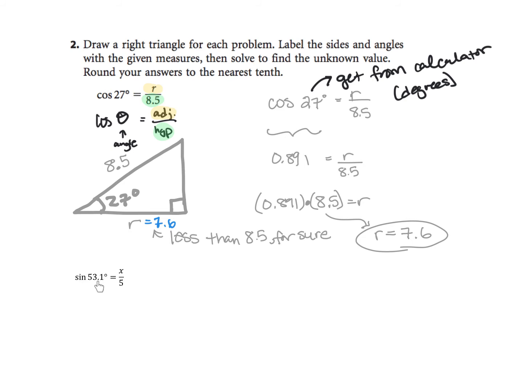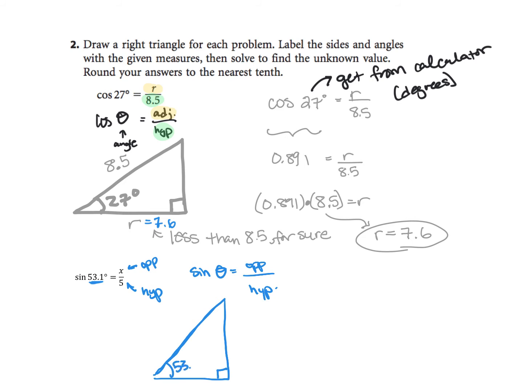So we need to draw a triangle with a sine of 53.1. Since the sine of an angle is equal to the opposite over the hypotenuse, this is my opposite side, and this is my hypotenuse side. When I draw this triangle, 53 is fairly big, so I'm going to make a bigger angle here. And I'll label this one as 53.1. And then the opposite side, I'm going to mark as x, and the hypotenuse, I'm going to mark as 5. So that's what my triangle looks like.